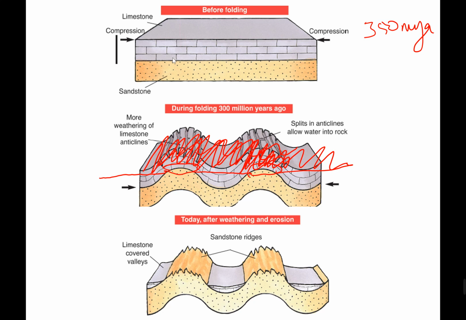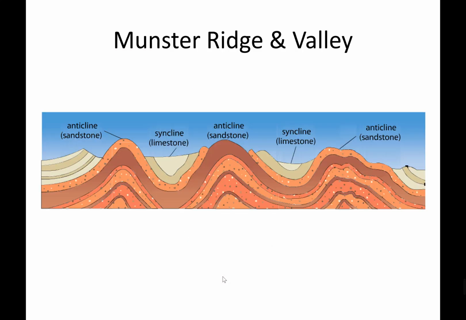So the impact of folding on Munster was that it folded the layers of sandstone and limestone. When the limestone got folded, which I probably shouldn't have scribbled all over that, it cracked. It allowed water to weather it away really quickly. This then exposed the sandstone peaks beneath it, and now in the region we've got Old Red Sandstone on the peaks, and we've got limestone in the valleys.